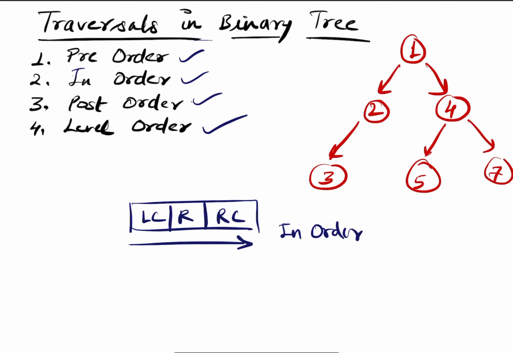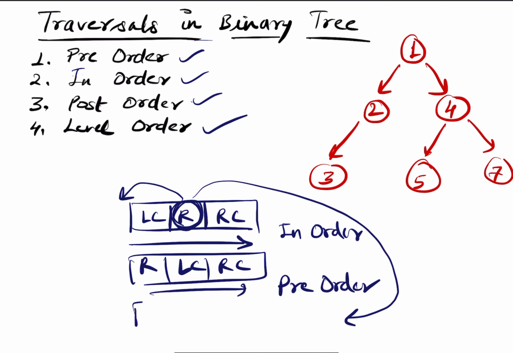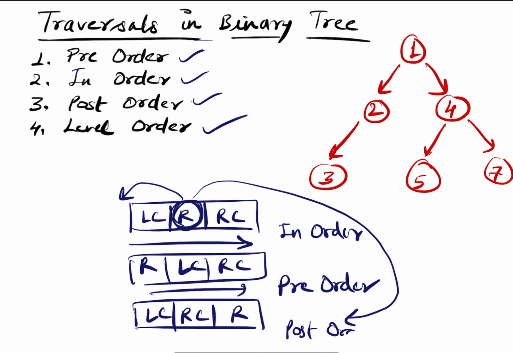But if we process the main, which is the root node, before this, in this fashion, then it will be pre-order. And if we process this particular root node after this, so it will be left child first, then right child, then the root node, then it is post-order. So you can see in in-order the root comes in between, in pre-order it comes first, and in post-order it will be at the back of the array.